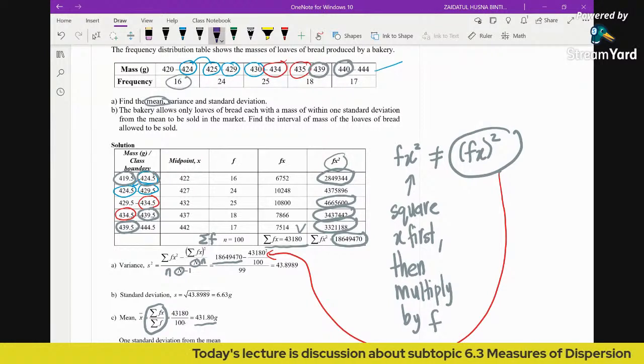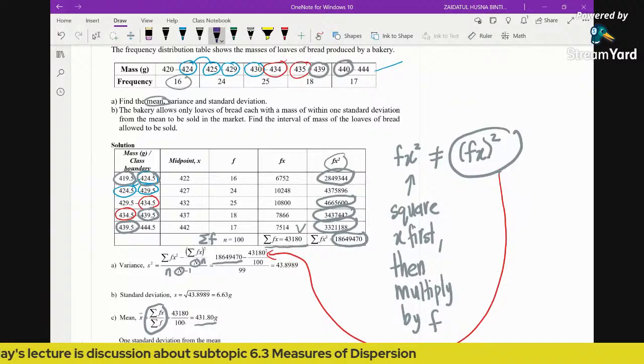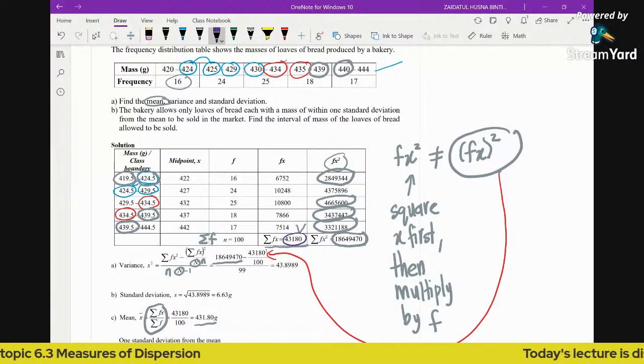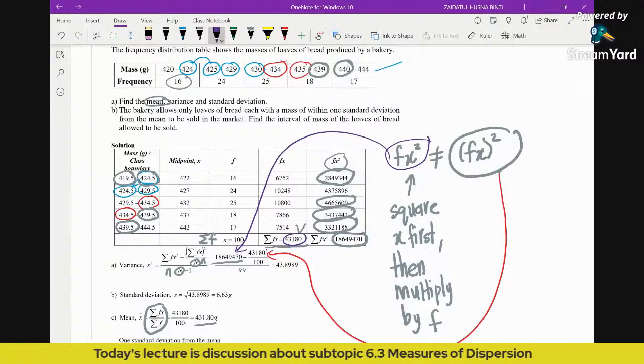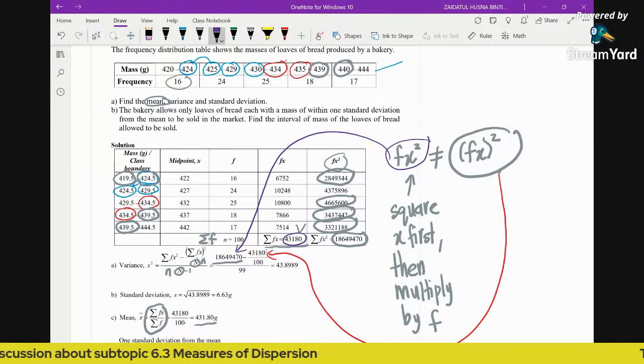So this is the sum of (fx) squared, which means we square the whole fx, so here we square it. We bring down the value, but this fx squared will be used in this one. I hope you can see the difference. Here, the sum of fx squared, while the second one here is the sum of fx, squared.